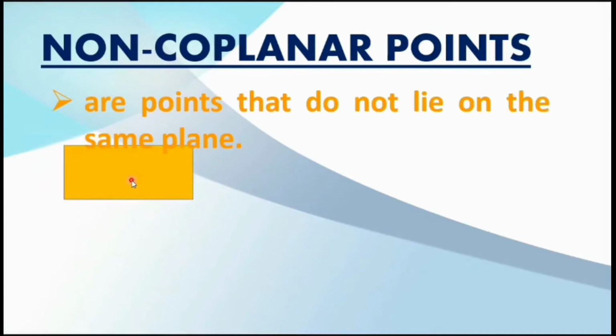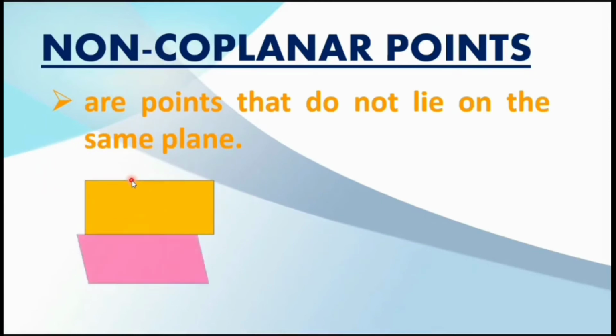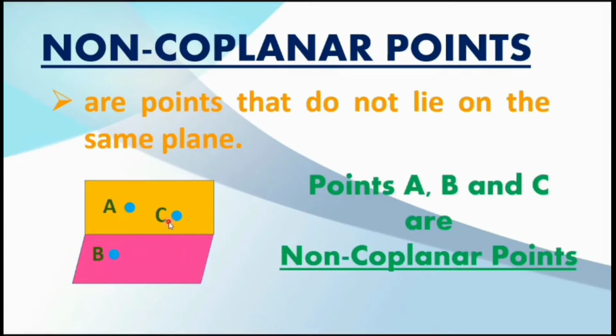Suppose we have two planes here, the yellow plane and the pink plane, and we have 3 points, point A, point B, and point C. As we can see, point A and point C are on the same plane. So meaning point A and point C are coplanar. But if we are going to include point B, since point B is on another plane, therefore we can say that points A, B, and C are non-coplanar points.